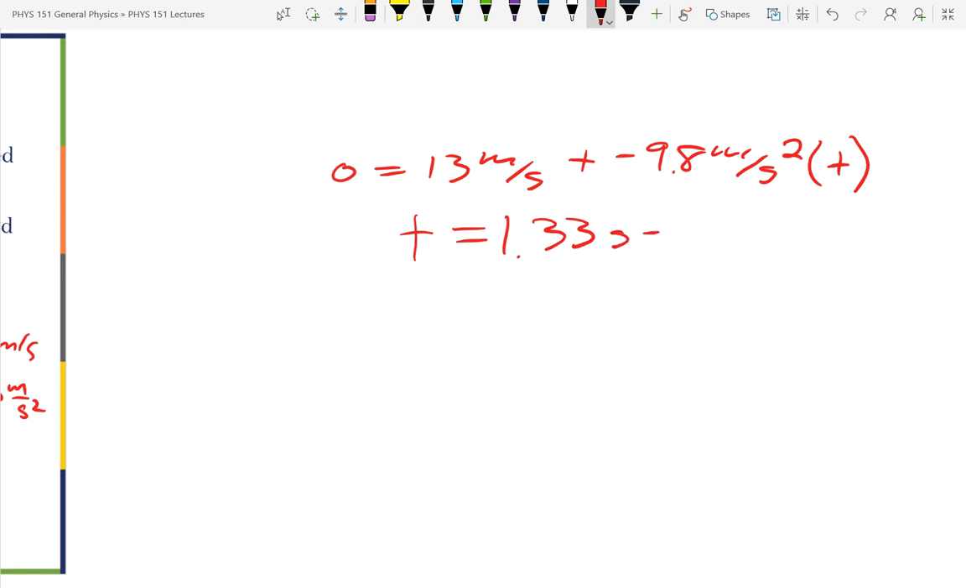1.33 seconds, and then we went ahead and plugged it into the 90% equation, if you want to call it that. Now it didn't put units after I pointed it out. Yeah. It's fine because we're low on time.